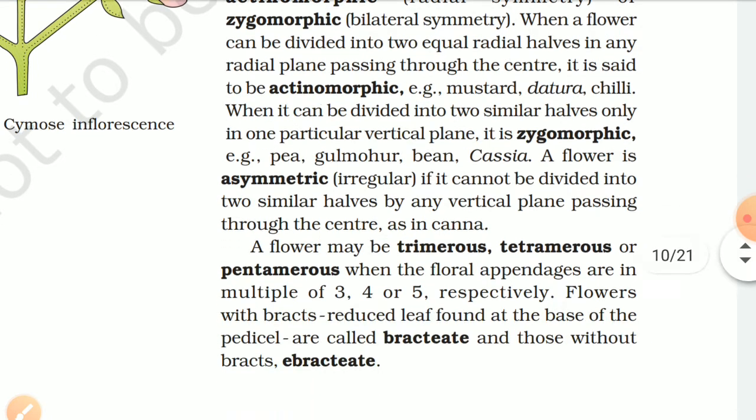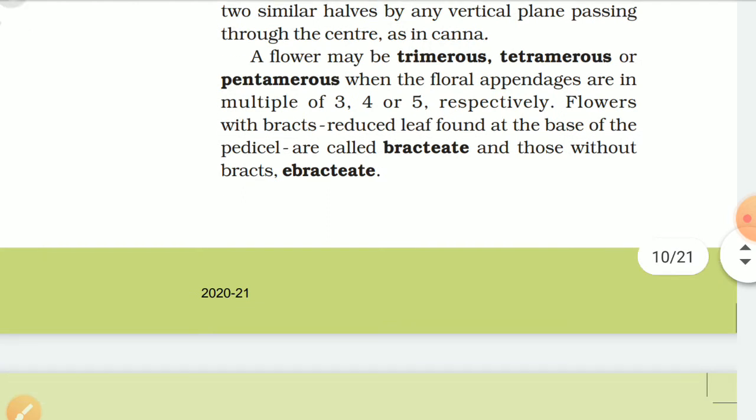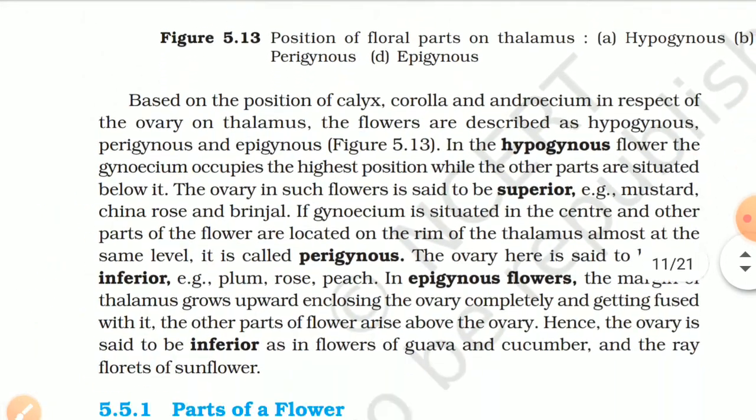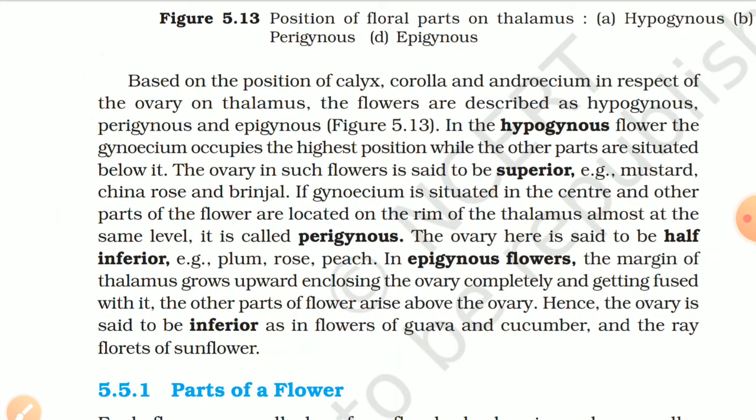A flower may be trimerous, tetramerous, or pentamerous when the floral appendages are multiples of 3, 4, 5 respectively. Flowers with bracts, reduced leaves found at the base of the pedicel, are called bracteate, and those without bracts ebracteate. Based on the position of calyx, corolla, and androecium in respect to the ovary on thalamus, the flower is described as hypogynous, perigynous, and epigynous.